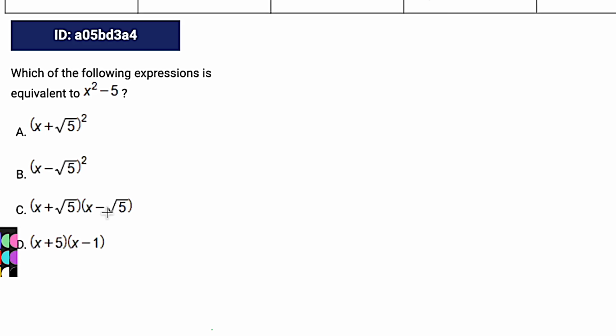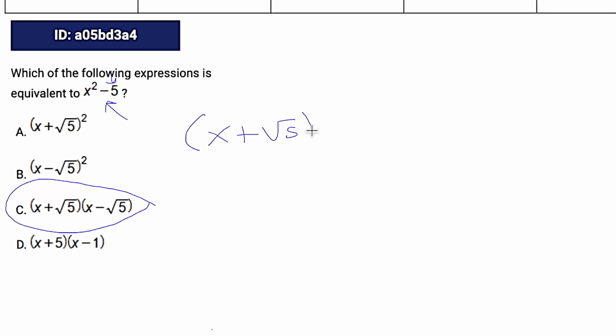Now, this one, I would argue, is a lot faster if you know that this is a difference of squares, right? Because a difference of squares is we have x squared, and then it's going to be x plus the square root of this times x minus the square root of this. So in this case, it would be x plus the square root of 5 times x minus the square root of 5, which again is choice C. So that one should happen in about 2 seconds without Desmos if you know what you're doing. But if you don't know what you're doing, you might skip it and you might just never get the right answer. So good on you, Desmos.